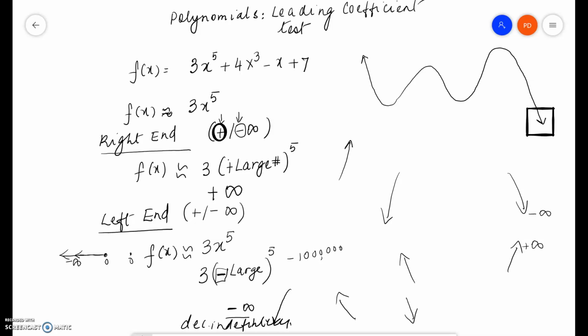So on the right end, we notice that it's increasing indefinitely, which means it's just going off to positive infinity. The value of the function is going off to positive infinity. And at the left end, the function value is going off to negative infinity. So this is how we determine the end behavior. So on the right, the function rises, and on the left, the function falls because it is negative.